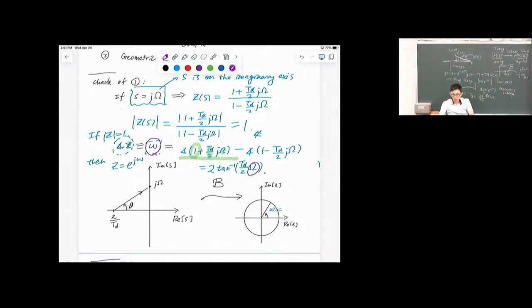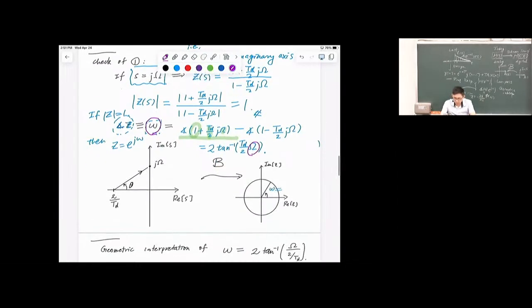So what is going on right here? What's going on right here is that we have a mapping from the imaginary axis to the unit circle, okay? And there's an explicit relation between this j omega, the big omega right here, and small omega, which is the angle right here. And the relation is given to you as 2 times arctangent of that.